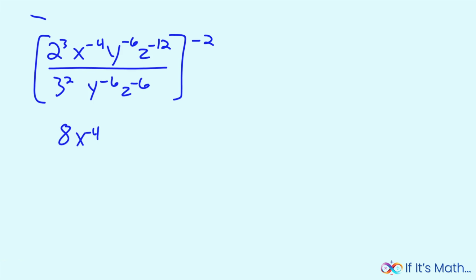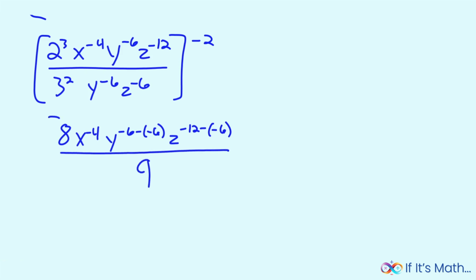But now I've got my y to the negative 6th minus negative 6, and then z to the negative 12 minus negative 6. All I've got left in the bottom now is just that 9. I've still got to raise this all to the negative second power. So again, all we did here was look at this y to the negative 6 divided by y to the negative 6, and this z to the negative 12th divided by z to the negative 6th.